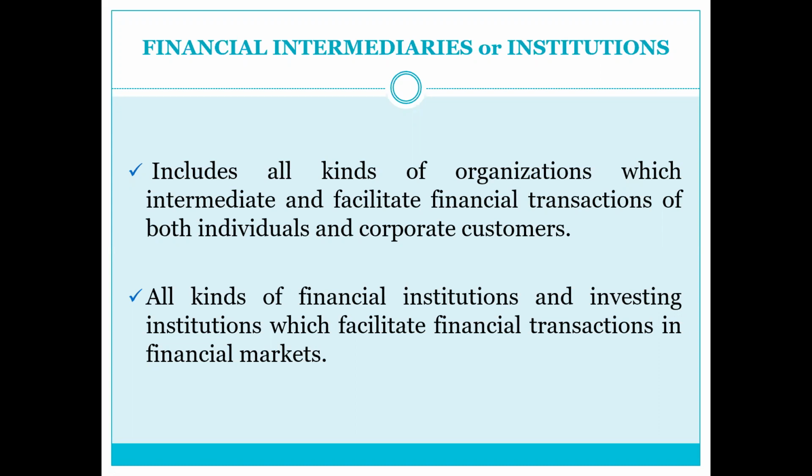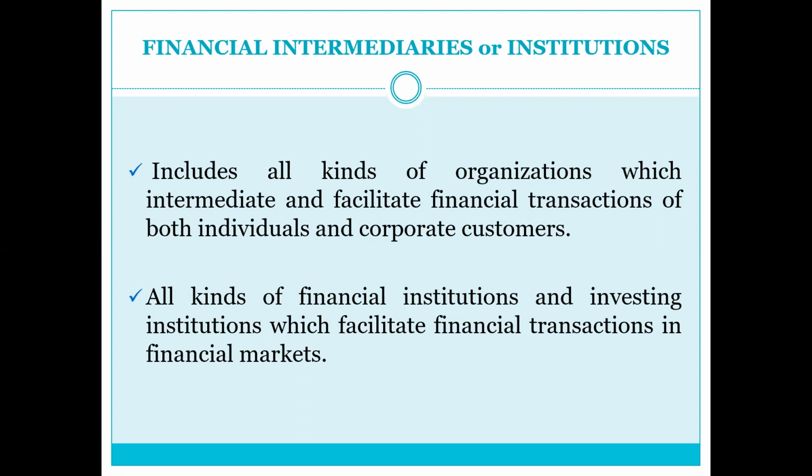The second one is financial assets. Financial assets are those assets which are used for further production of goods, or those assets which would be earning you some sort of return in the form of dividend, interest, etc. The third component is financial intermediaries or financial institutions. This is a topic that we will be discussing in today's class.